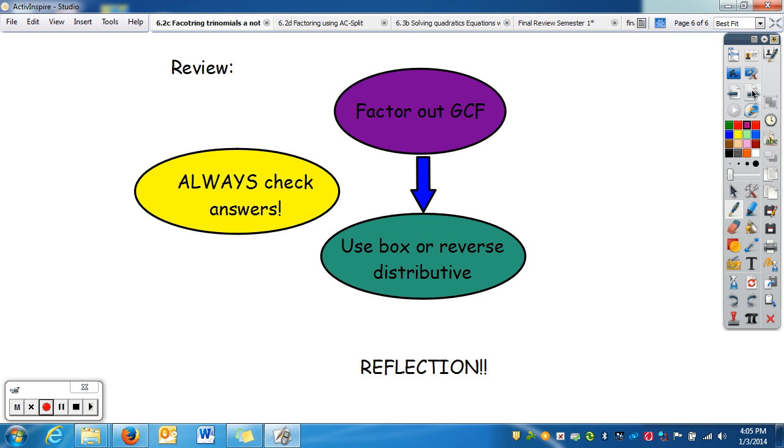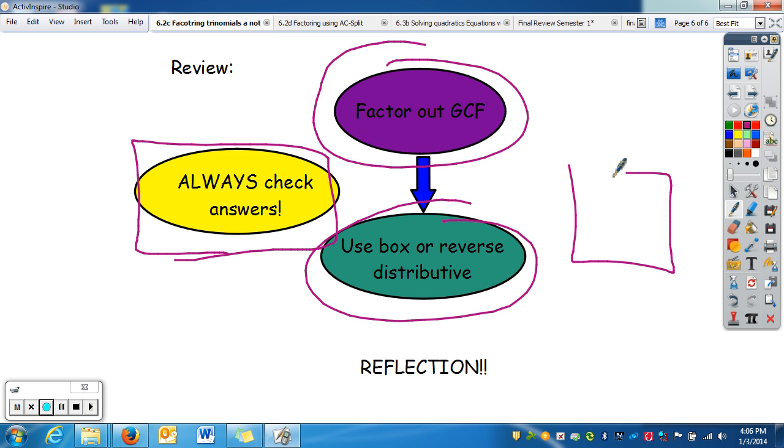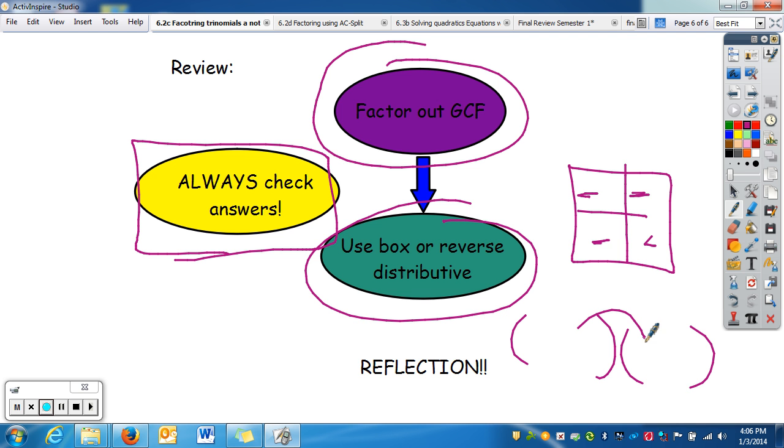Alright, to review, remember you always want to factor out the GCF and then you use one of your methods. Always check to make sure you have the right answer. So either you fill in your box, what's in every spot, to make sure it matches, or when you're doing it this way, make sure you multiply everything out and figure out if it equals the original from the start.